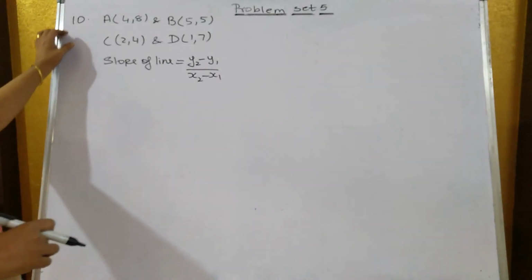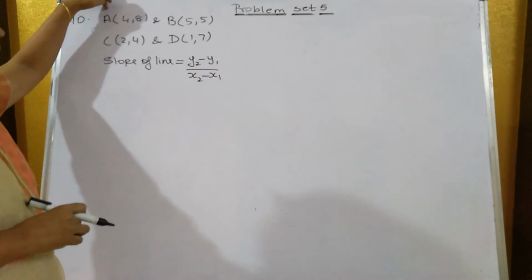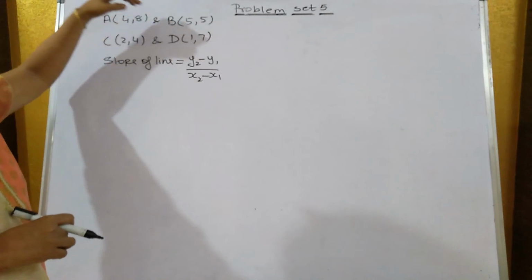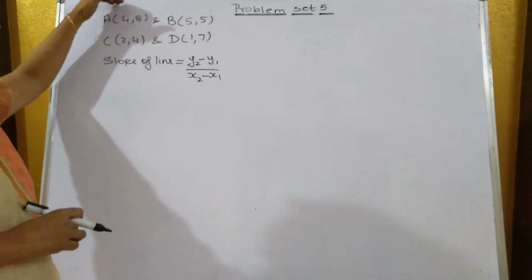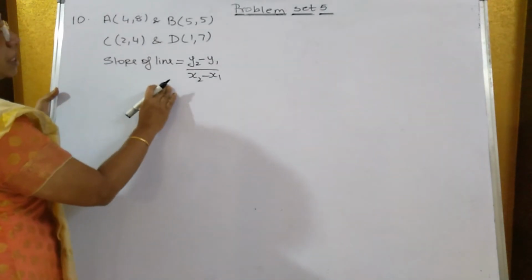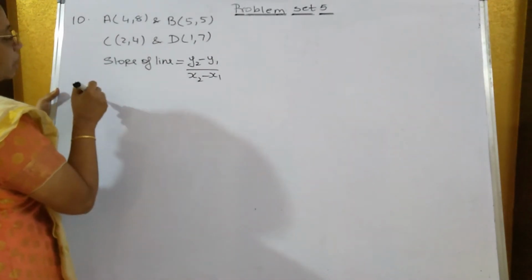Now sum number 10. They have given the coordinates of A (4, 8), B (5, 5), C (2, 4) and D (1, 7). We have to prove that line AB is parallel to line CD. So we'll first find out the slopes. We know that slope of a line is y2 minus y1 upon x2 minus x1.